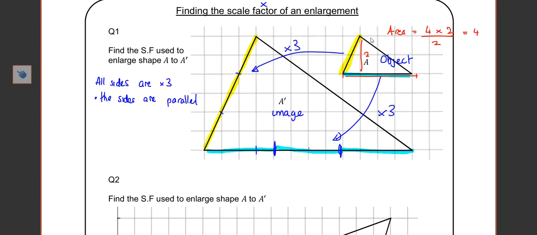The area of the object is 4. What about the image area? Same thing. 4 times 3. Same area? It's obviously not, it's much bigger. Do you think it's times by 3? Yes. So it should be 12? Yes. Alright, well let's work it out. Base is 12 times height is 1, 2, 3, 4, 5, 6. Divide by 2 is 36. Right, so area-wise we go from 4 to 36, which is times 9.